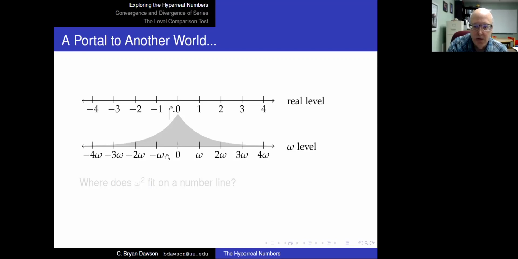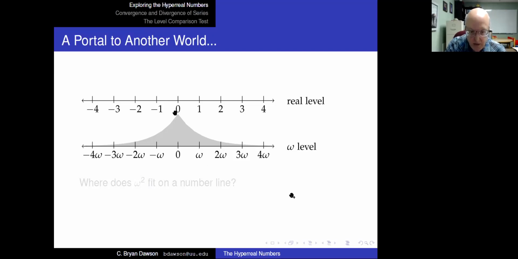If you have all of these real number multiples of this omega, they really would all have to fit into the number line right here at 0. So you can think of this like in a video game. There's a portal to another world here at 0. There's this entirely new level of your video game called the omega level that's below 0.